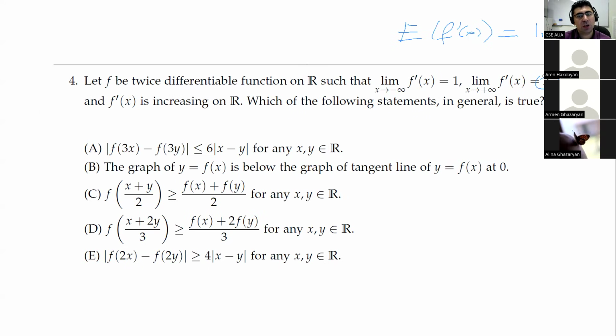Closed? You mean it achieves 2 and 1? At plus infinity, no, it's approaching 2. It's approaching 2. So the range is open: any value from 1 to 2 is achieved by our function. Okay.